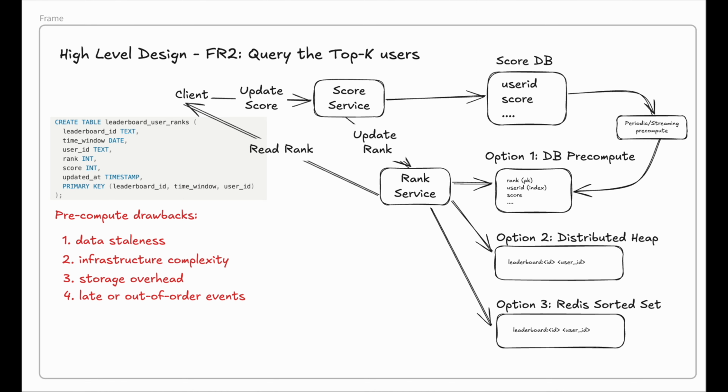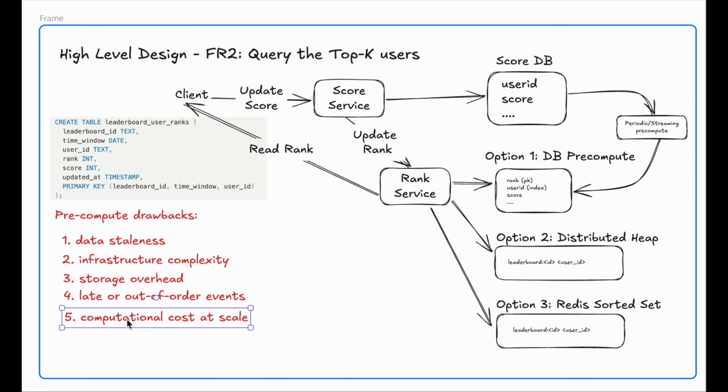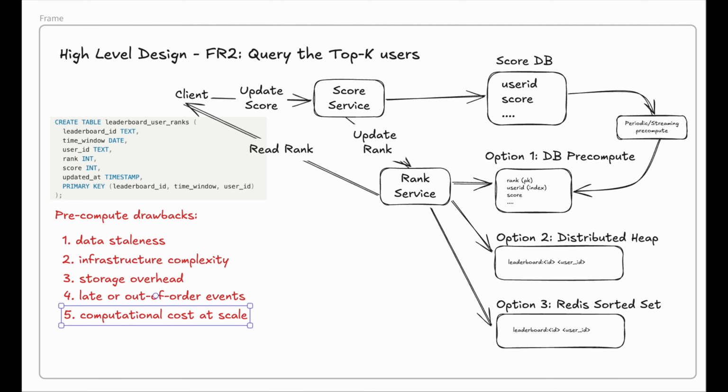And finally, computational cost at scale. When leaderboards are segmented by multiple dimensions, like region, game mode, platform, and time window, the number of required computations grows rapidly. We can prioritize high-traffic leaderboards and apply approximations for long-tail or experimental use cases. In summary, pre-computing leaderboard data is the foundation of fast, reliable top-K queries at scale. It reduces real-time load, improves user experience, and unlocks historical insights. But it comes with challenges that must be addressed carefully, especially at staff or EM levels.